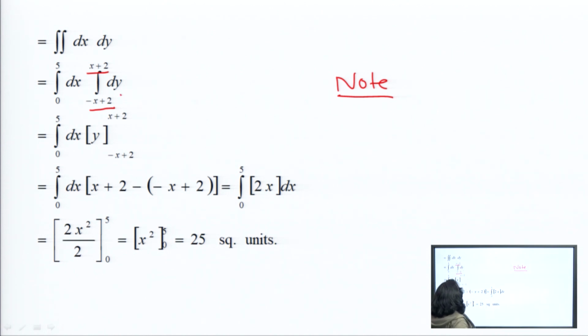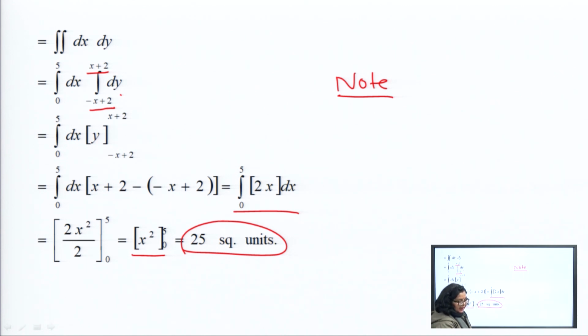There is a 1, which integrates to y, and putting in the values, we go from minus x plus 2 to x plus 2. Solving this, we get the integral from 0 to 5 of 2x dx, and integrating with respect to x, we get x square from 0 to 5, which is 25 square units. This is the required result.